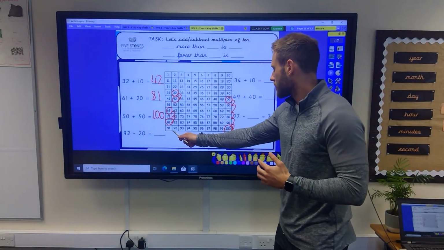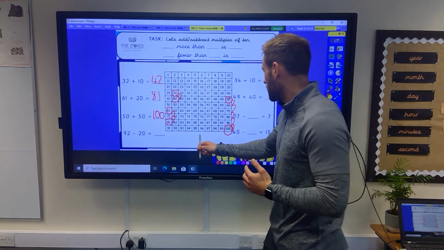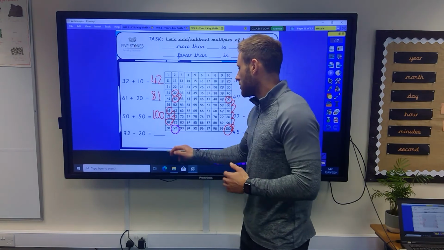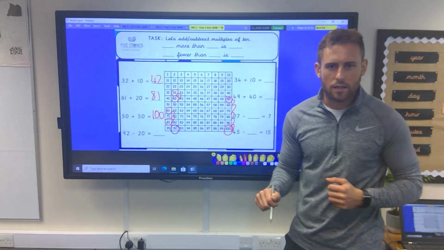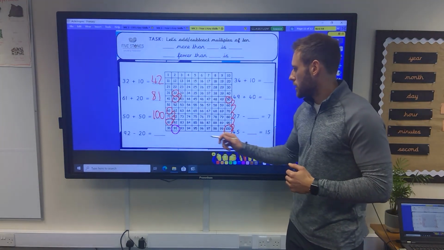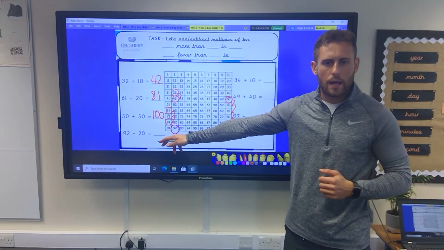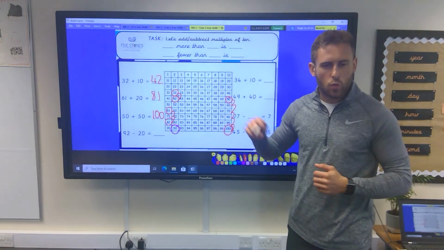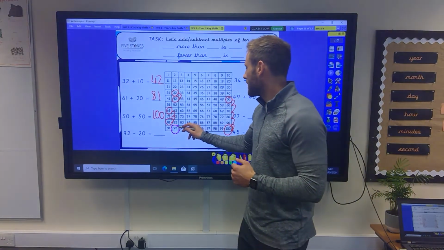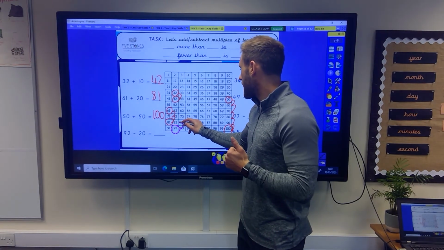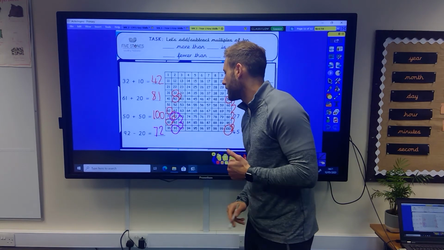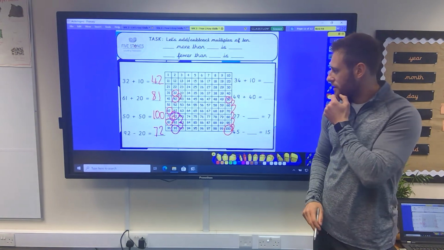Oh, 92. Change my colour. 92, but this time we're taking away 20. We've been adding multiples of 10, but now this one's asking me to take away multiples of 10. So which direction do I go? Yes, I'm going to have to go down. So let's count them. 1 10, 2 10. So hopefully we should have 72.